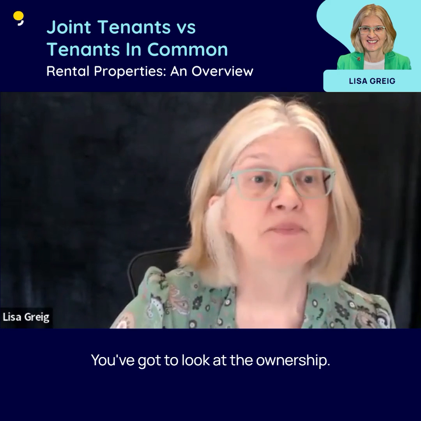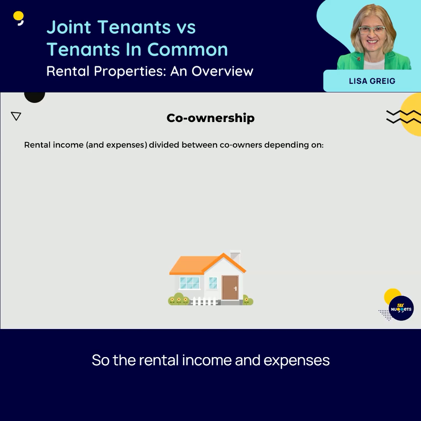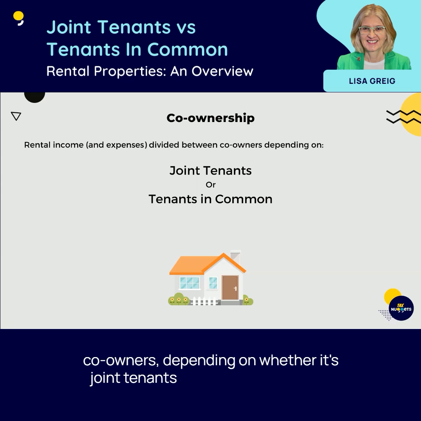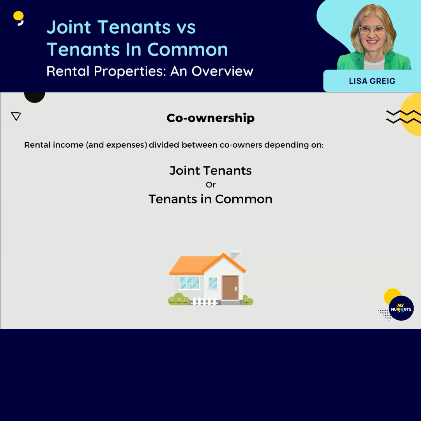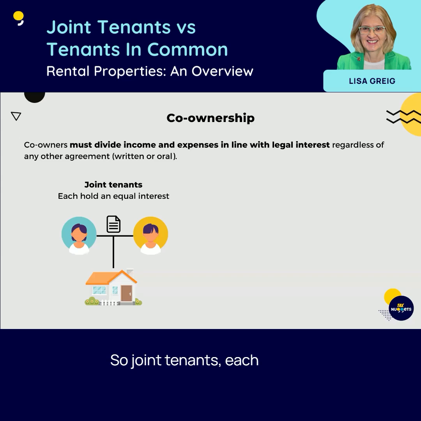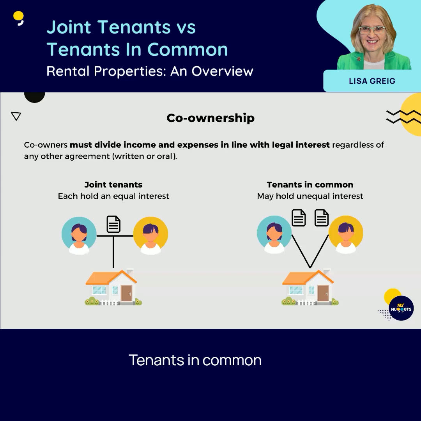You've got to look at the ownership. So the rental income and expenses have to be divided between the co-owners depending on whether it's joint tenants or tenants in common. Joint tenants each hold an equal interest in the property. Tenants in common may hold an unequal interest. So we check the title.